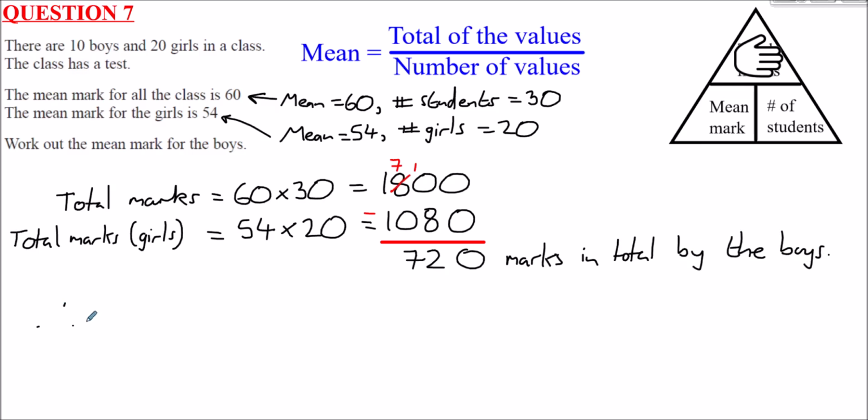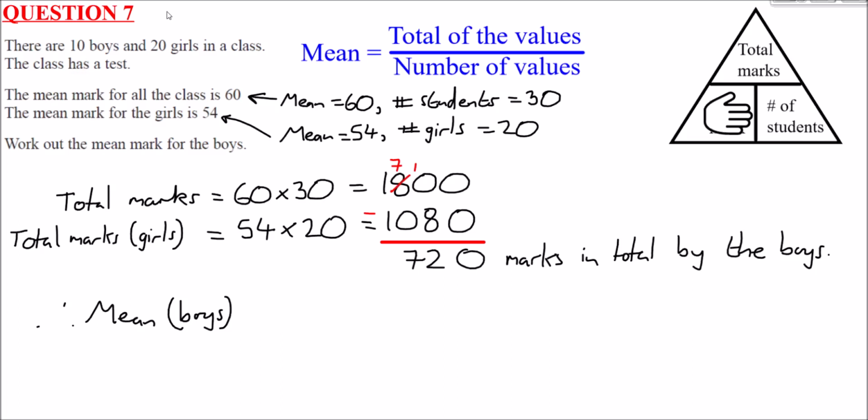So therefore the mean for the boys, now I want to work out the mean. I can move this hand to there now. Total on top, number of students on the bottom. So total divided by number of students.